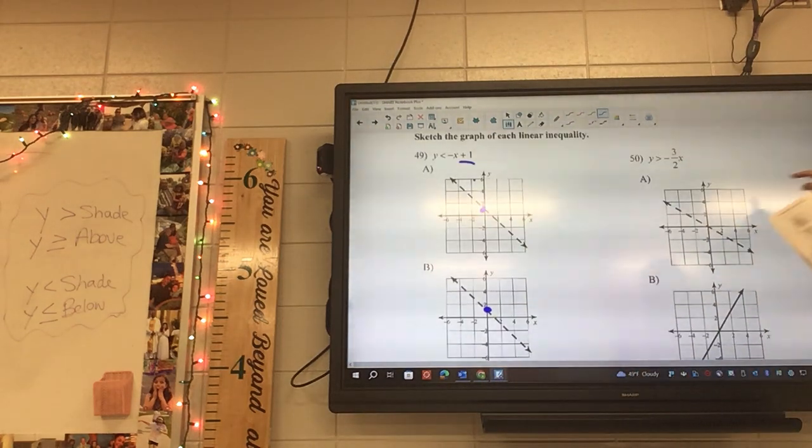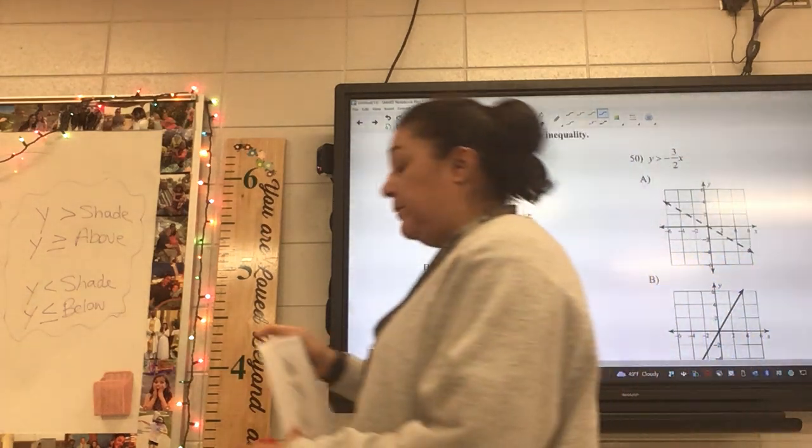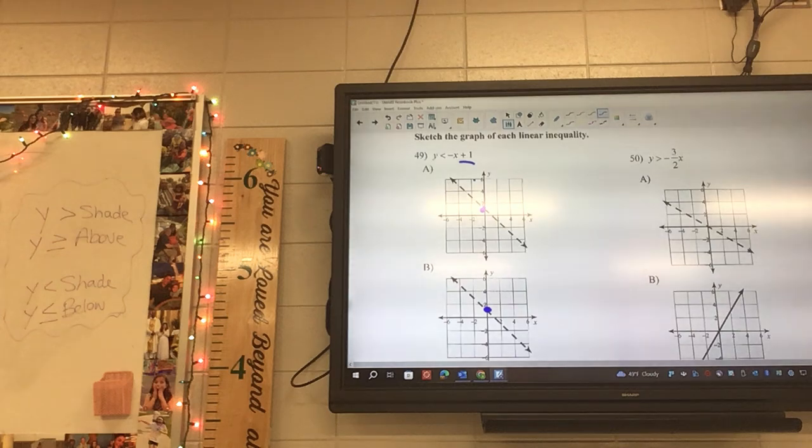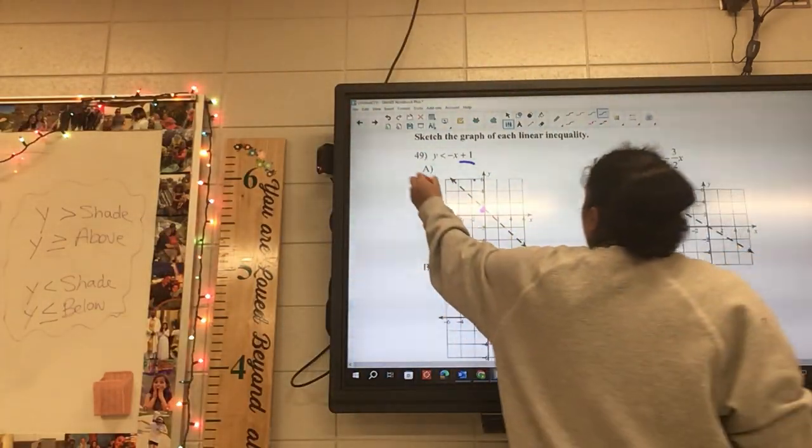Okay, what is the difference between A and B? The shading, okay? So shade above or below. And this one is what? Below. It should be below, so it's A.